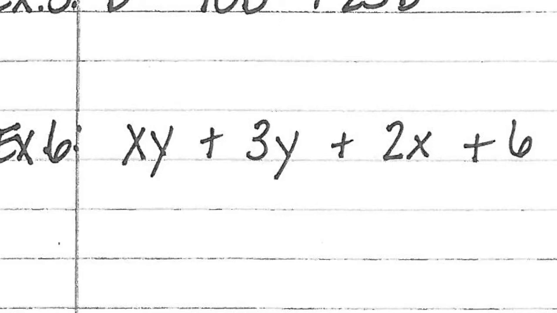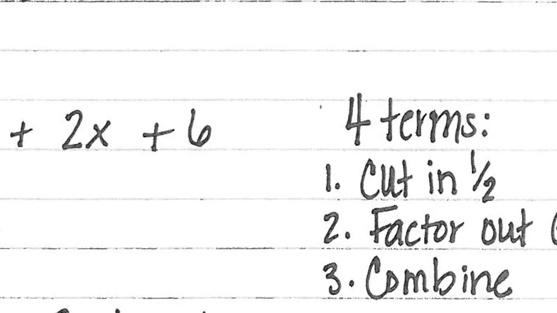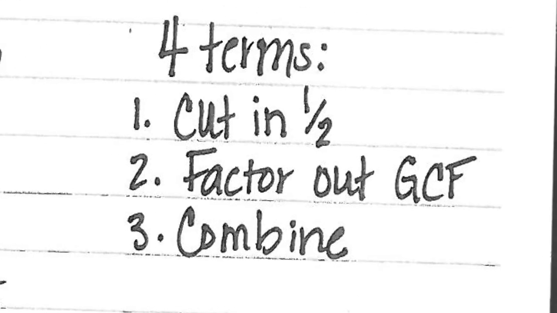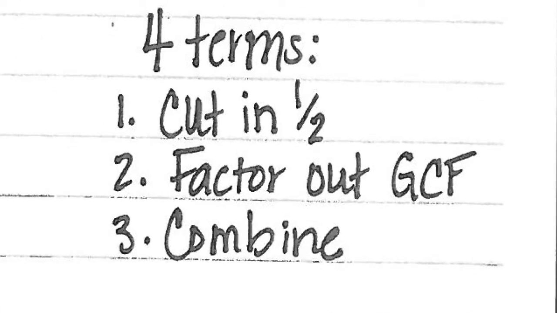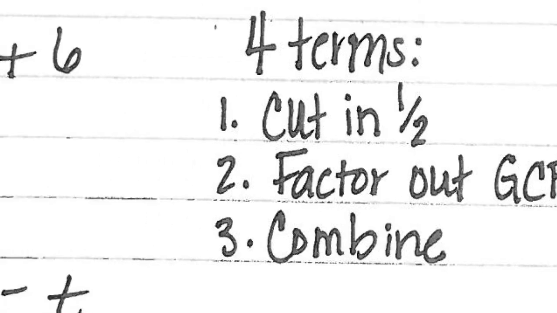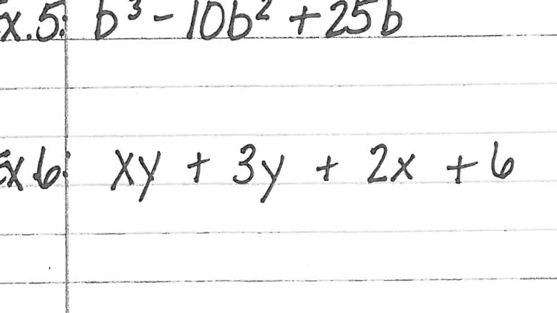All right, so we're going to learn how to factor 4 terms. I do have some hints over here if you'd like to write them down. The first thing we're going to do is cut the 4 terms in half. Next, we're going to factor out the GCF on each side. And the last thing we're going to do is combine. So let's go ahead and put that into motion.